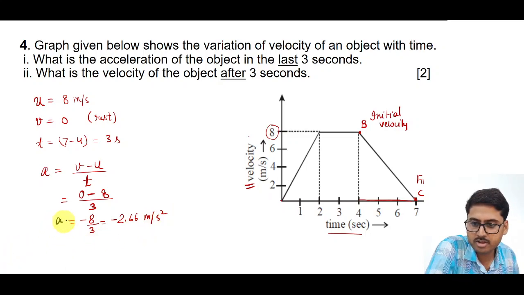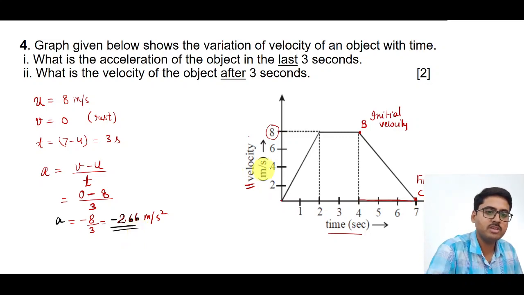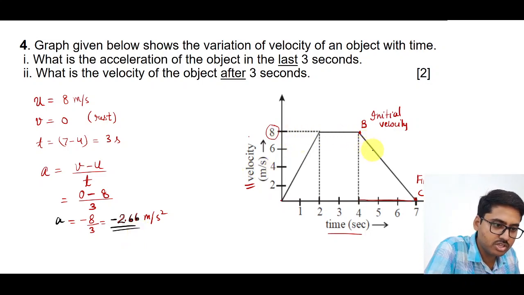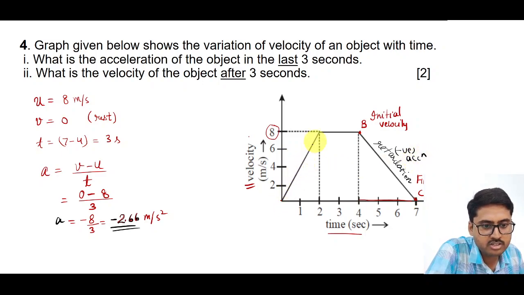It is negative. The acceleration is coming negative, means that it is retardation. The object is slowing down from 8 meter per second to 6 to 4 to 2 and finally 0. So the object is finally coming to rest. This is retardation, or you can say negative acceleration. Here the velocity is increasing, 0, 2, 4, 6 and 8. This is positive acceleration, right?